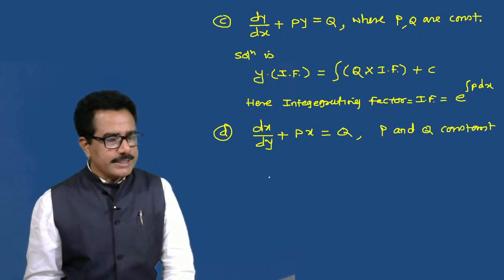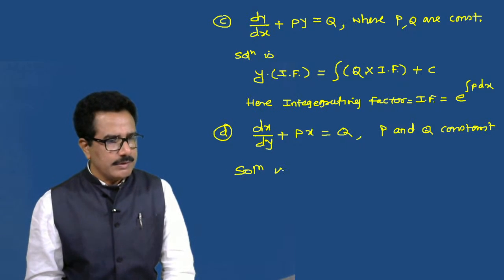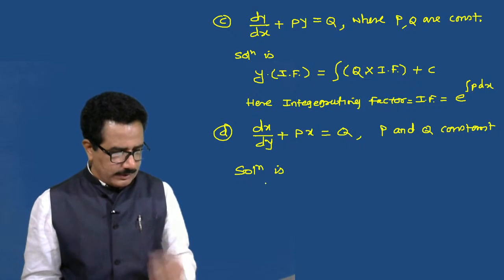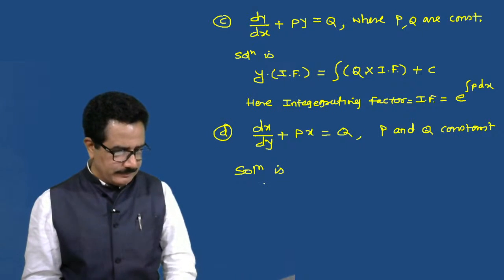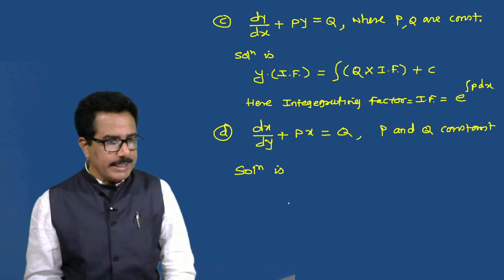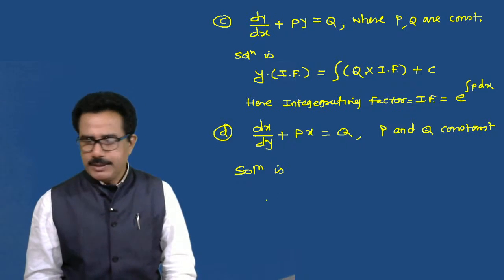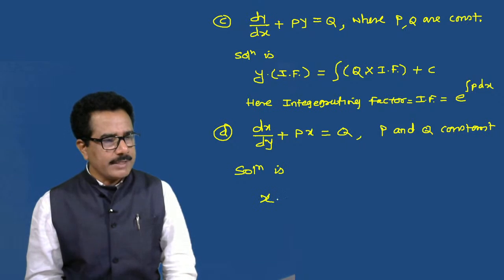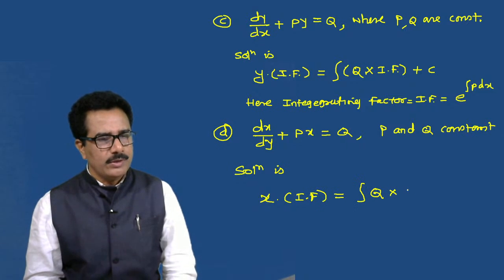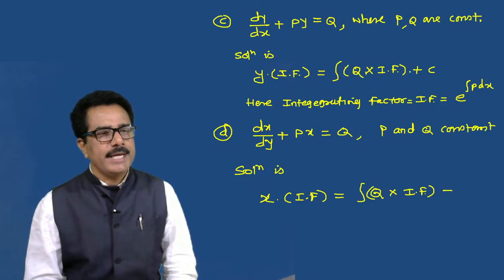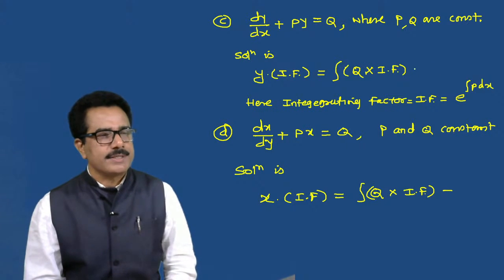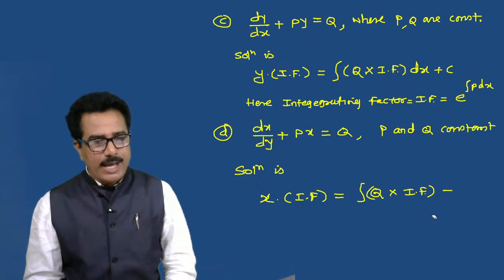Okay, so this can be written as, the solution is... how to write these solutions here? One minute. Then the solution is, what is that solution? Tell me, students, what will its solution be? Same: x into integrating factor, which is equals to integration of q into integrating factor dy. Here the integration is with respect to y, here dy comes.